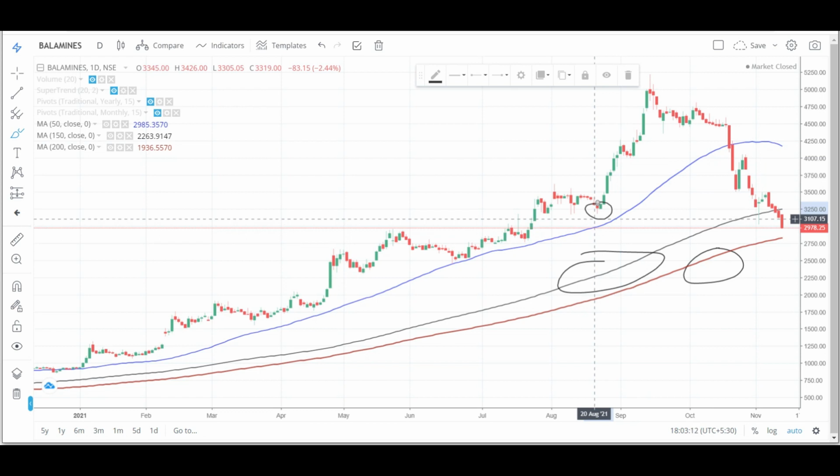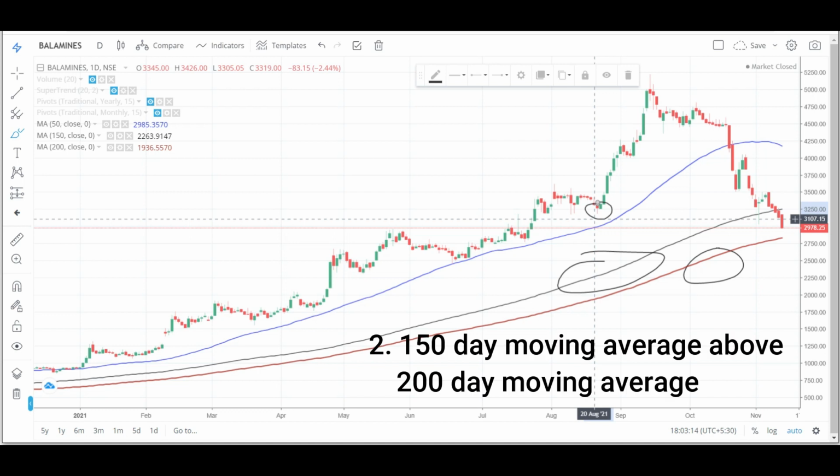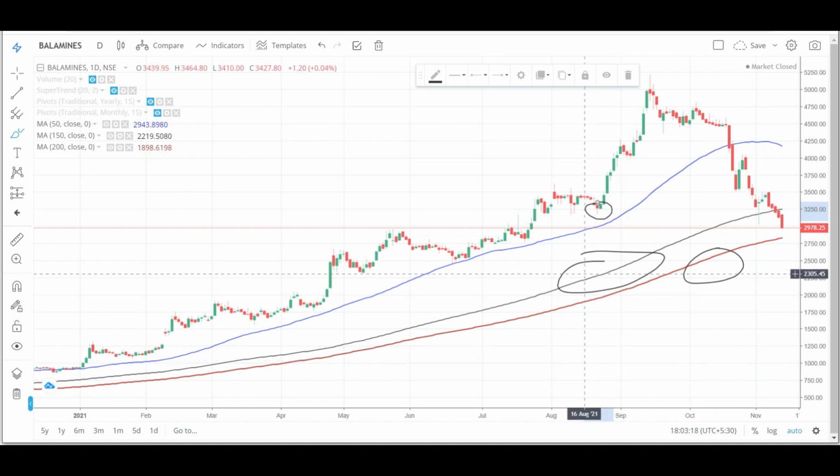The second criteria is the 150-day moving average is above the 200-day moving average. Clearly you can see that the 150-day moving average is above the 200-day moving average.